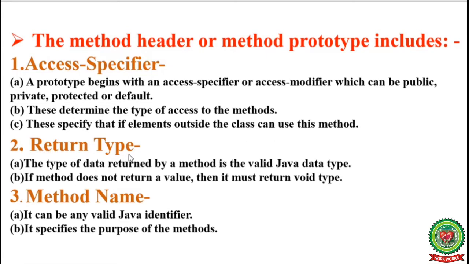Number 2, return type. The type of data returned by a method is a valid Java data type. It can be int, long, float, double, char, boolean.